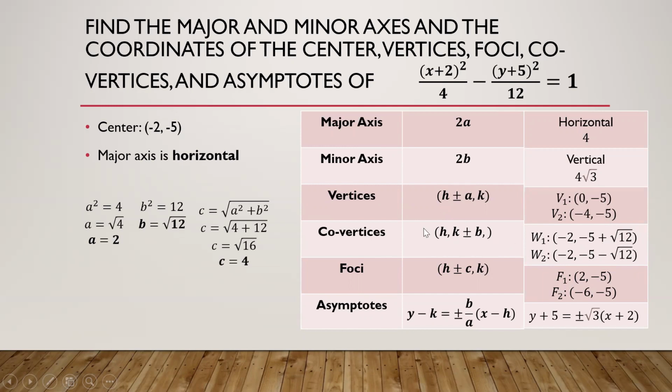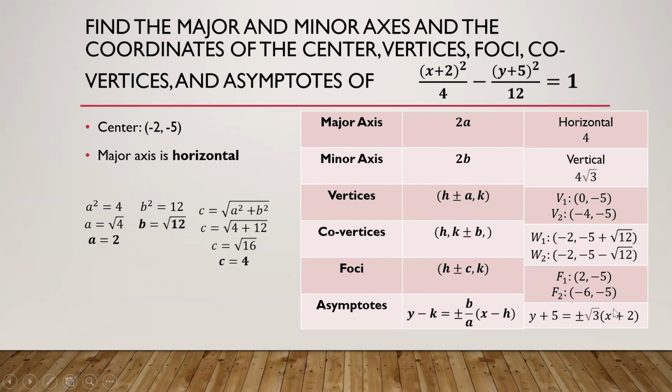So next, for our foci, it's h plus c, comma k. So h is again -2. For our c, that's 4. So -2 plus 4 is +2. And then comma k. So comma -5. Next, h minus c. So h is -2 minus 4. So that's -6, comma -5.